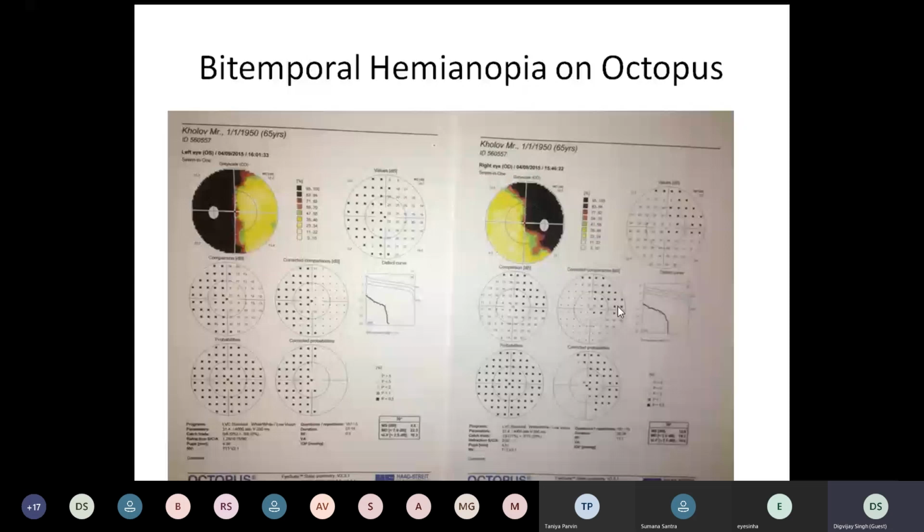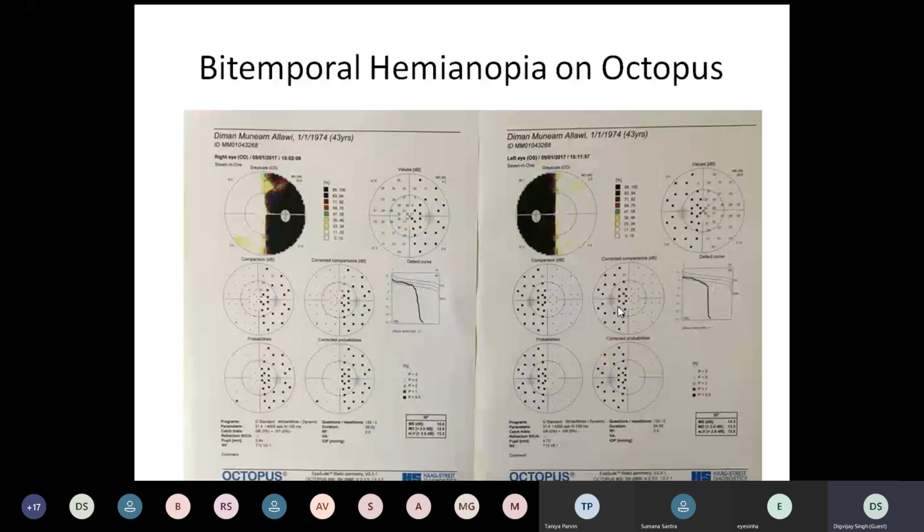But remember, here what I have done is I have kept the right eye field on your right side and the left eye field on your left side. That is the right way of keeping it when you want to look at these bitemporal hemianopias. Sometimes you may see it the other way, where the right field is coming first and the left field is coming later, and it may be a little confusing to see, but this also is a bitemporal hemianopia, just that the fields have been switched.